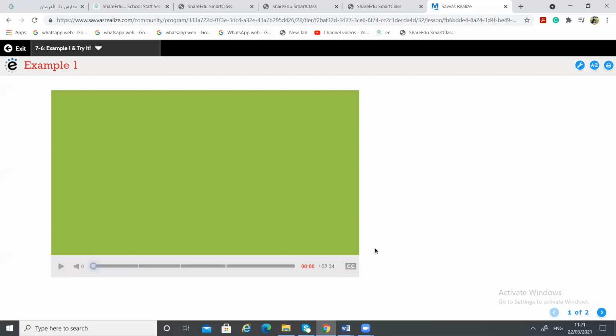Let us start with lesson number 7.6, find probabilities of compound events. Okay, first you just see the example.